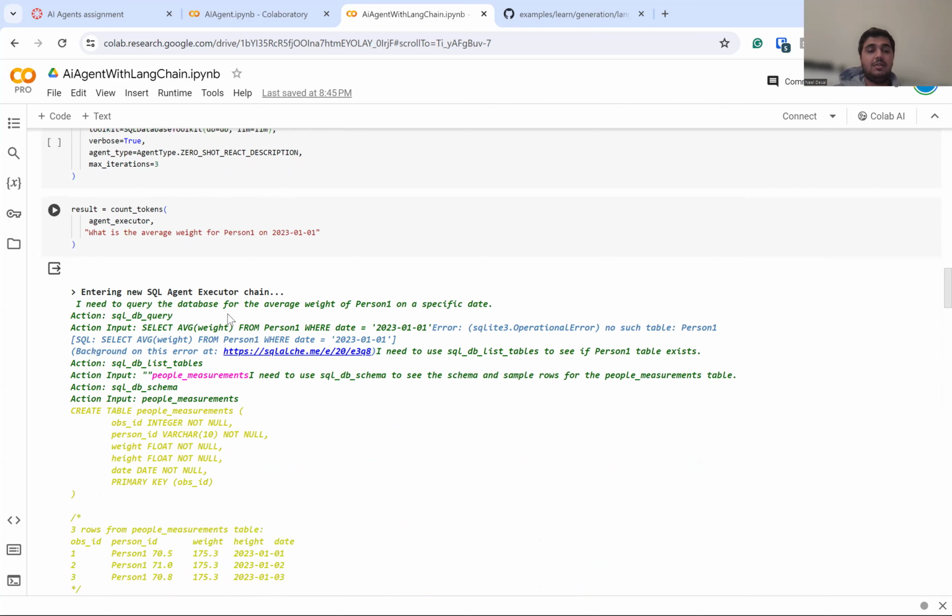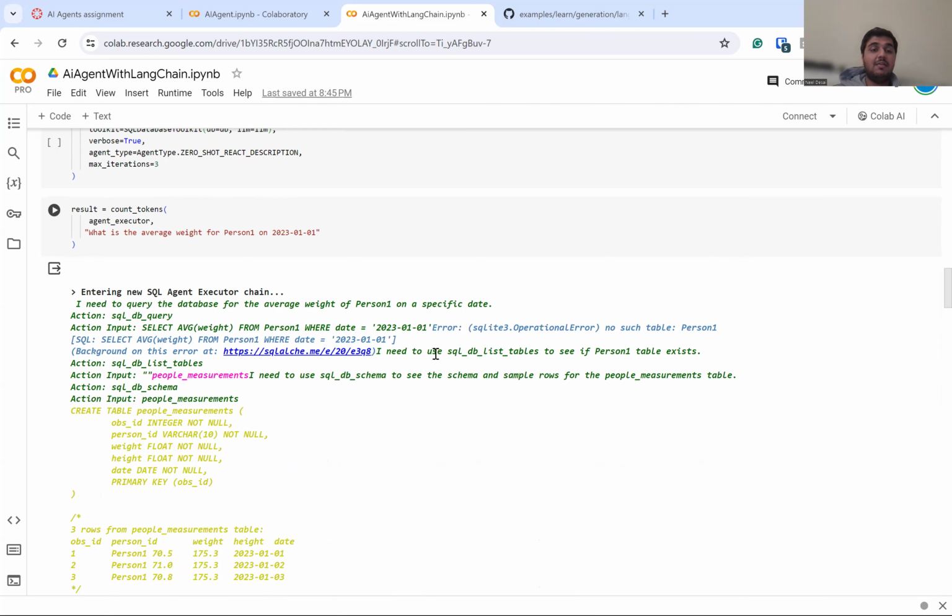Now you look at the thought: I need to query the database for the average weight of a person on a specific date. Now what is the action? The action is SQL DB query. It comes up with a query. The query doesn't work well. The query is giving an error.